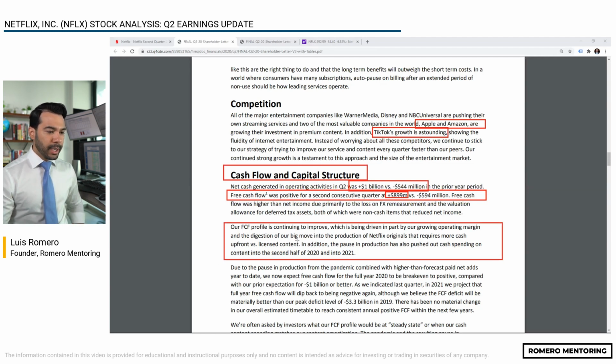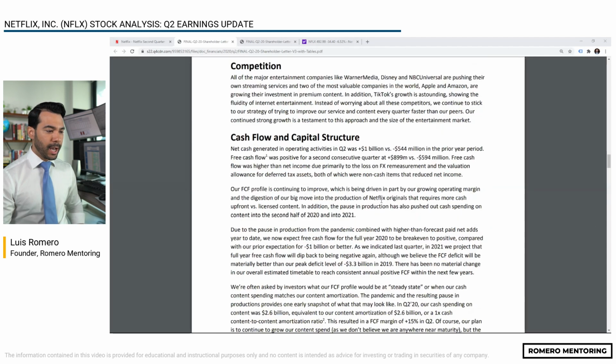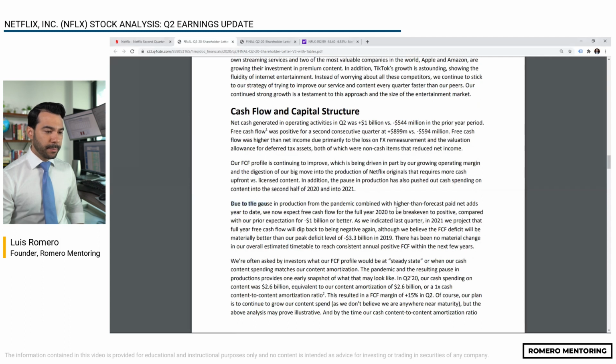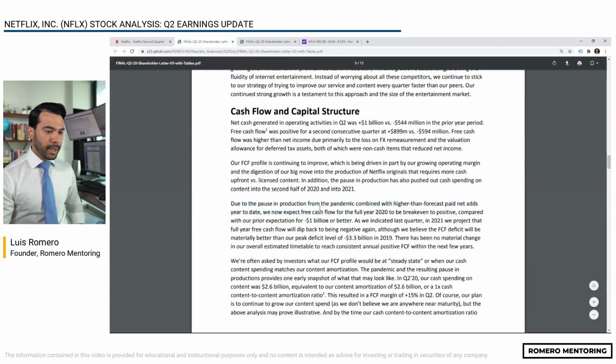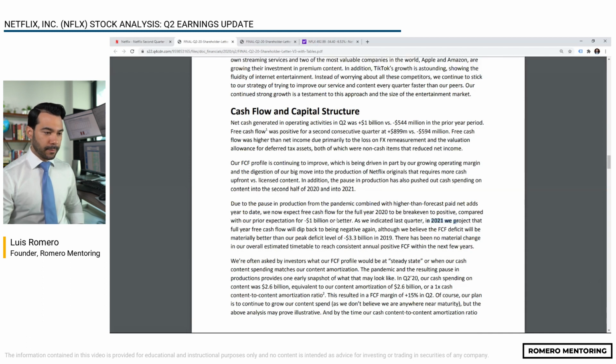So let me continue here. In addition, we understand that you paused the production. Give me a little bit more guidance on that. Let's see. Due to the pause in production from the pandemic, cash flow was break-even positive compared to, as we indicated last quarter, 2021, we project, so here, let me highlight this. This is important. In 2021, we project that full year free cash flow will dip back to being negative again, although we believe the free cash flow deficit will be materially better than our peak deficit.